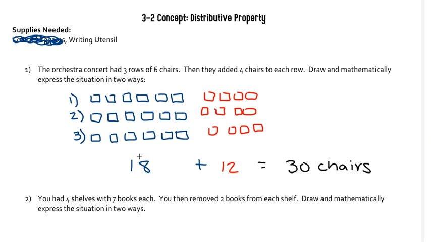Now, if the people didn't count it right away, they could have just counted all of them in total, and they would have seen that there's 10 in each row. So 10 times 3 would have been 30. And this is really just 6 times 3, and then 4 times 3.